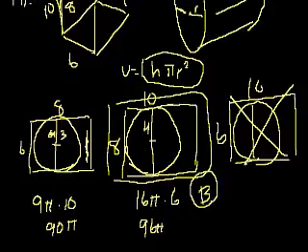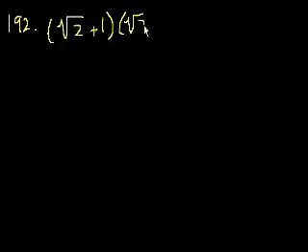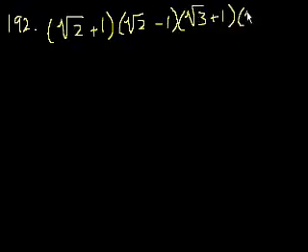Choice B. Next question. 192. Square root, okay, they have all sorts of interesting things. They essentially want us to simplify the square root of 2 plus 1 times the square root of 2 minus 1 times the square root of 3 plus 1 times the square root of 3 minus 1.